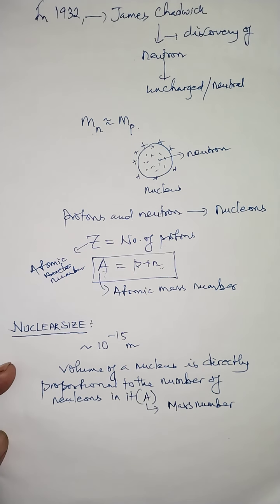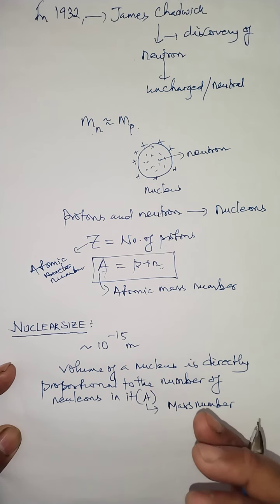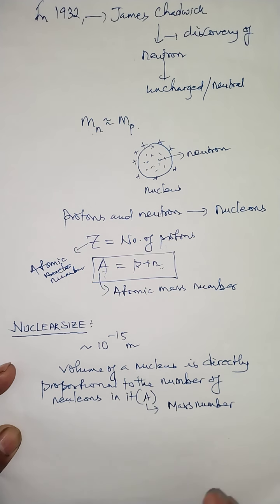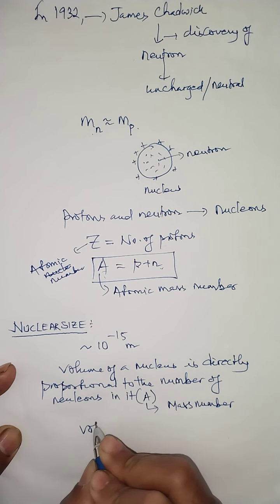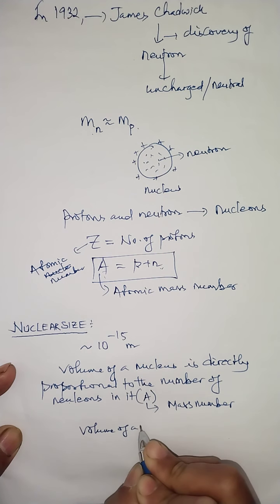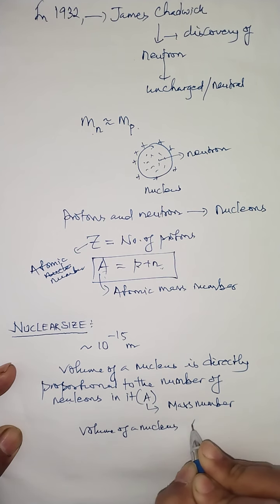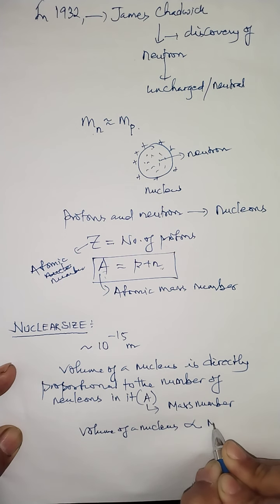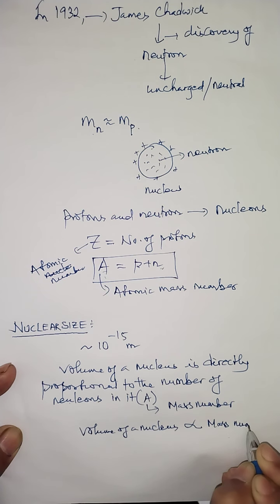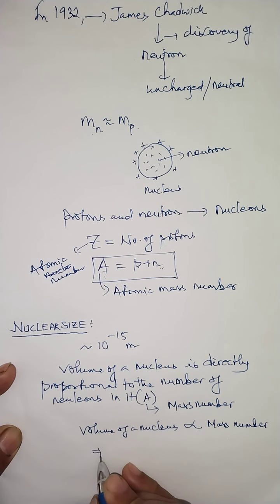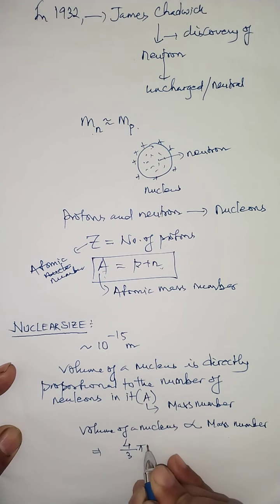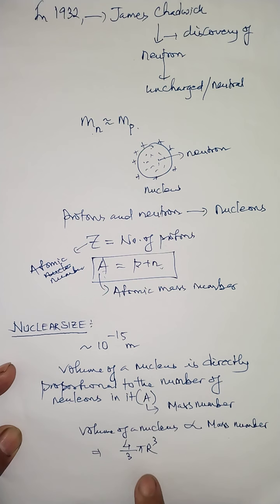It is considered that every nucleus is basically spherical in shape. Assuming the nucleus is almost spherical, and every sphere has a volume, the volume of the sphere is given by 4 by 3 pi r cube. That means the volume of a nucleus is directly proportional to the mass number. Volume is expressed by 4 by 3 pi R cube, and this capital R indicates the radius of the nucleus.